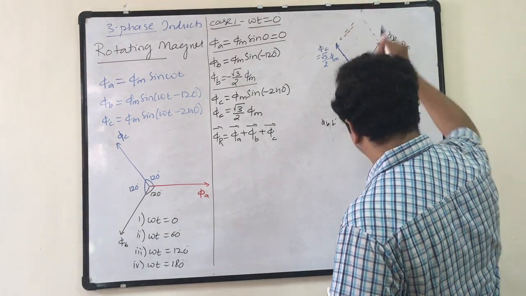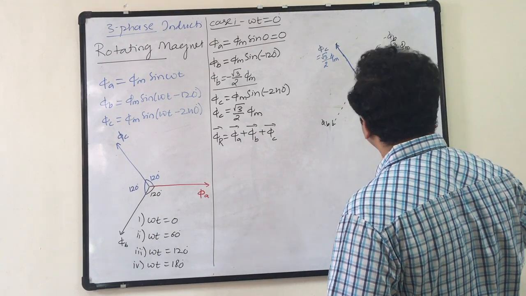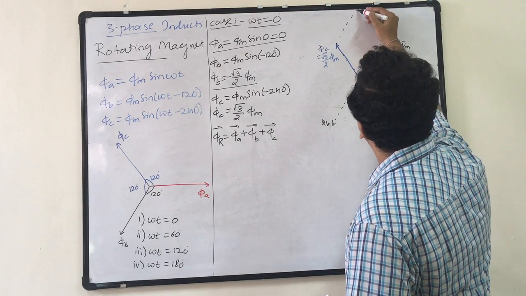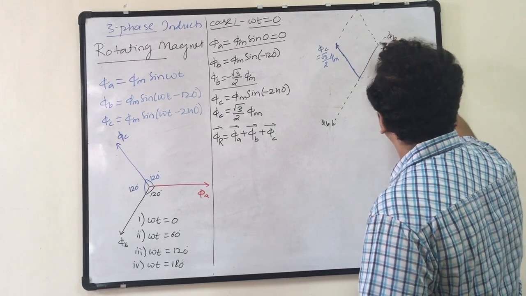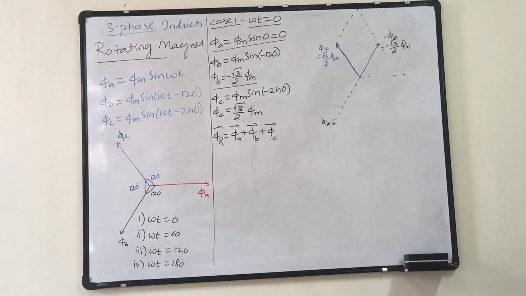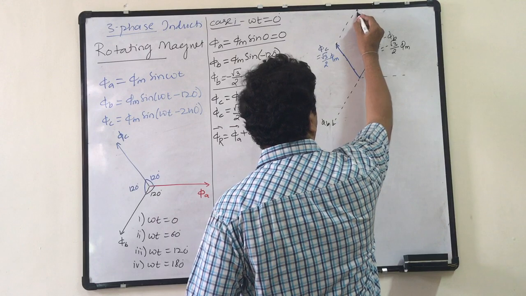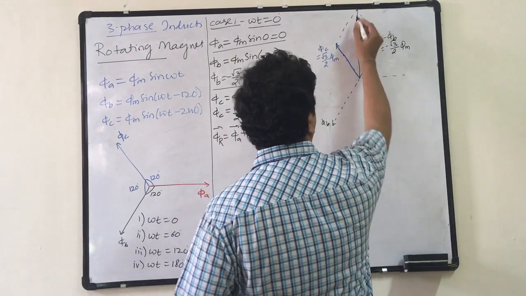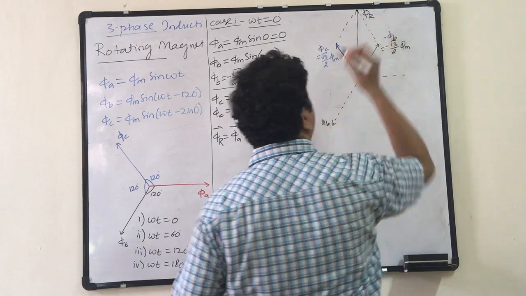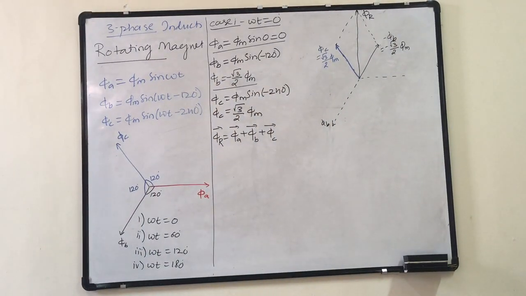Okay. So by using the law of parallelogram, I can get the resultant. Now construct a parallelogram with the other two sides equal to the length of the other two vectors, and the longest diagonal is my resultant. So this is phi r.